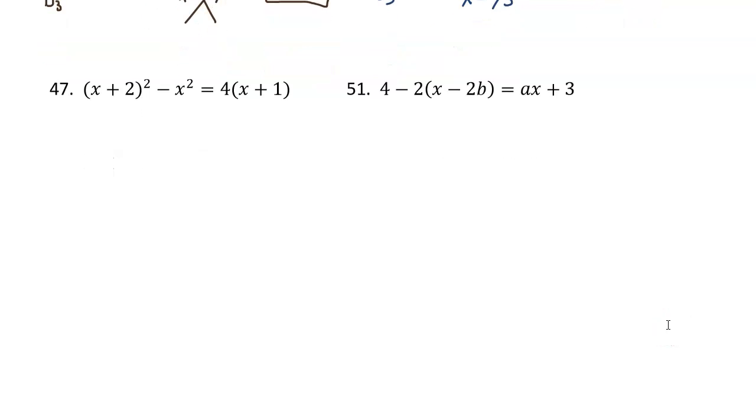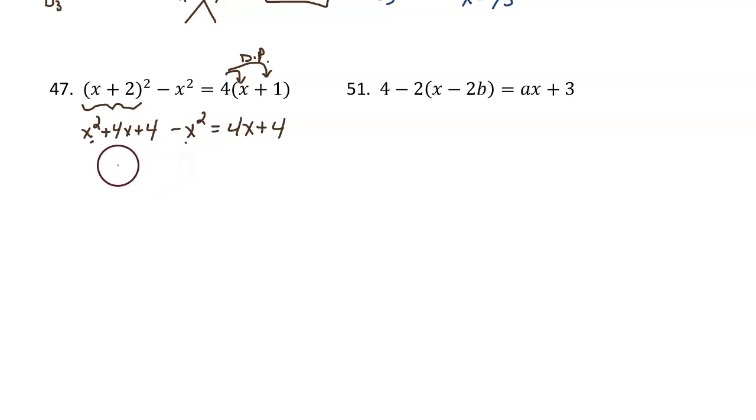Next, number 47. We've finally gotten away from those fractional expressions, but this time there's squaring involved. So let's expand this portion here. This becomes x squared plus 4x plus 4. Everything else I'm going to copy down, except right here, why don't we do the distributive property right now? 4x plus 4. Okay, in the next step, look at how the x squared and the minus x squared cancel away. So we have 4x plus 4 on the left side and 4x plus 4 on the right side. Do you see that they're identical?